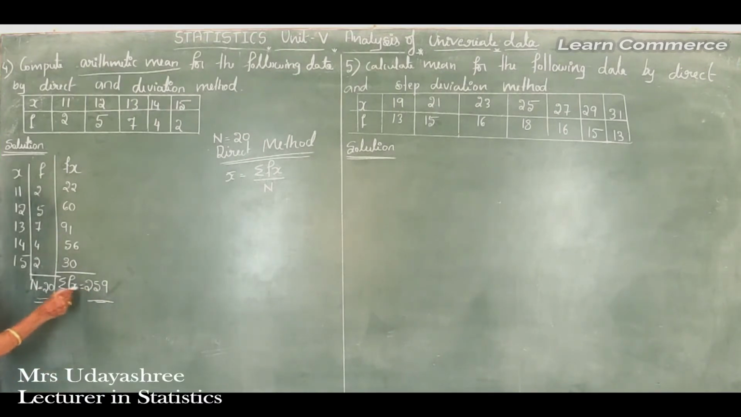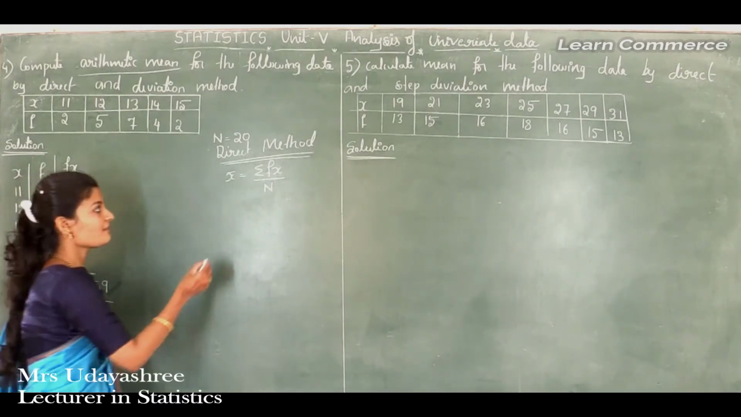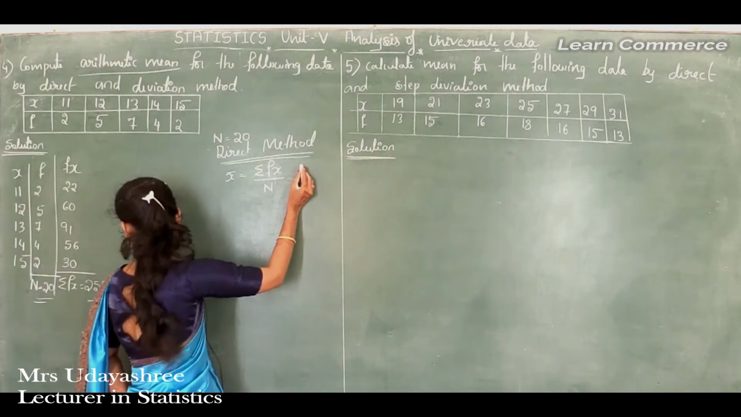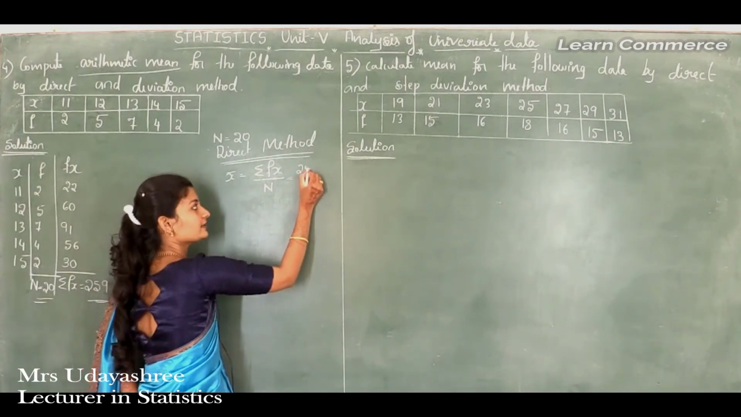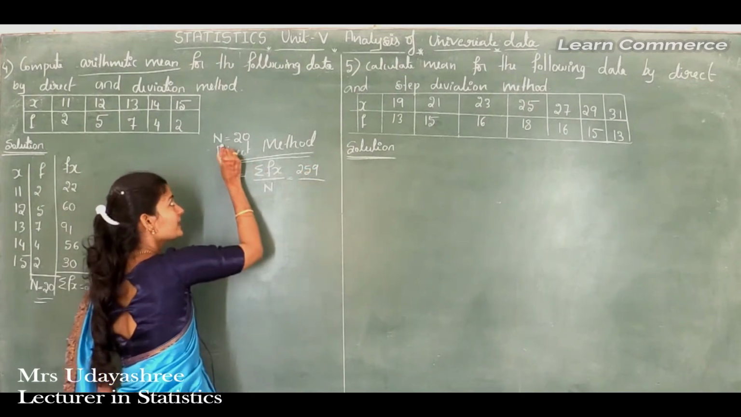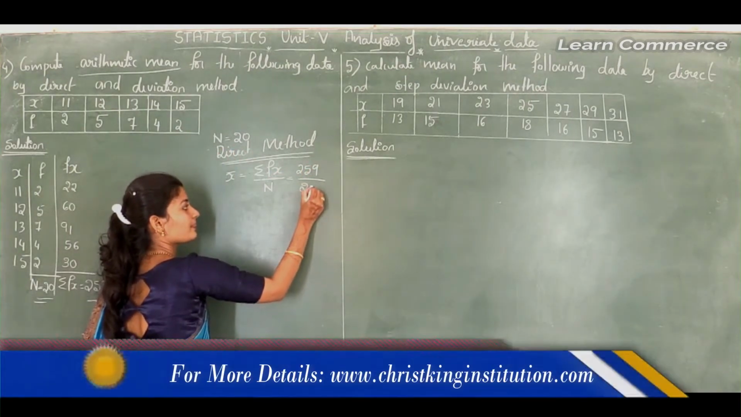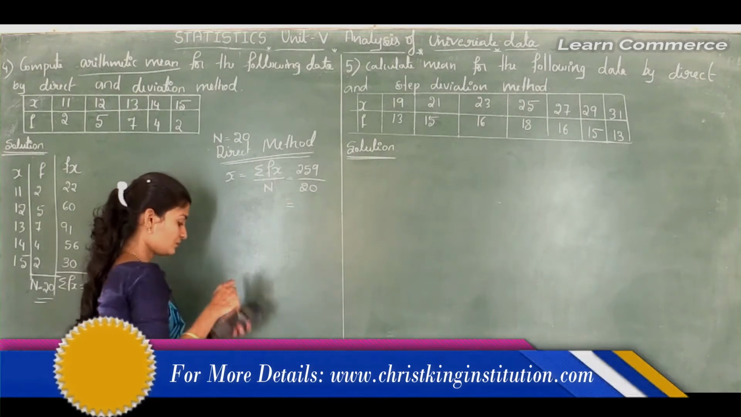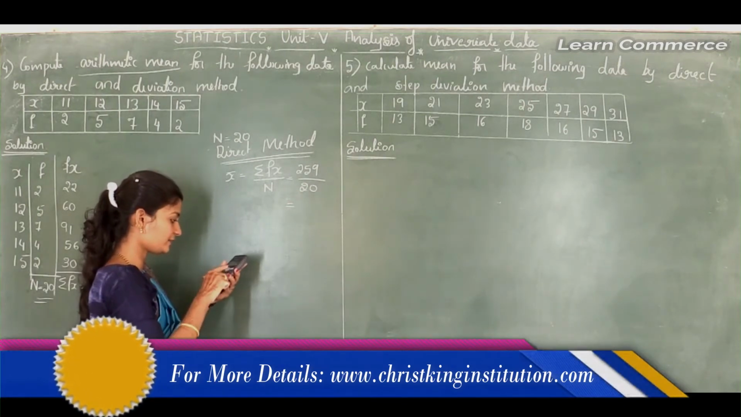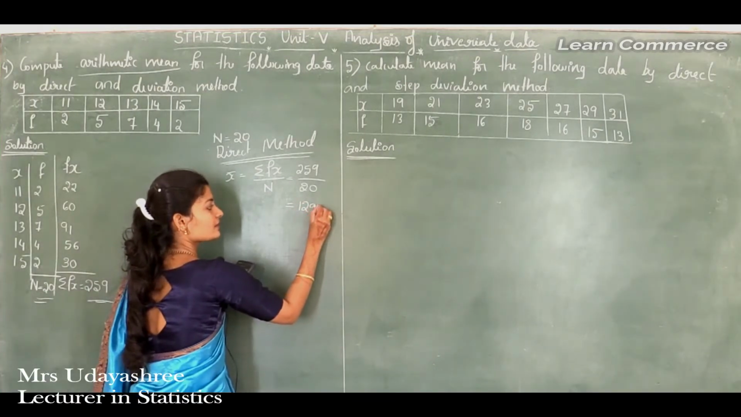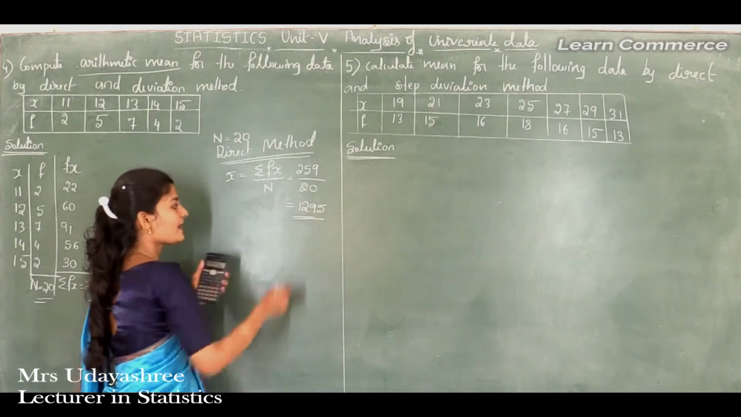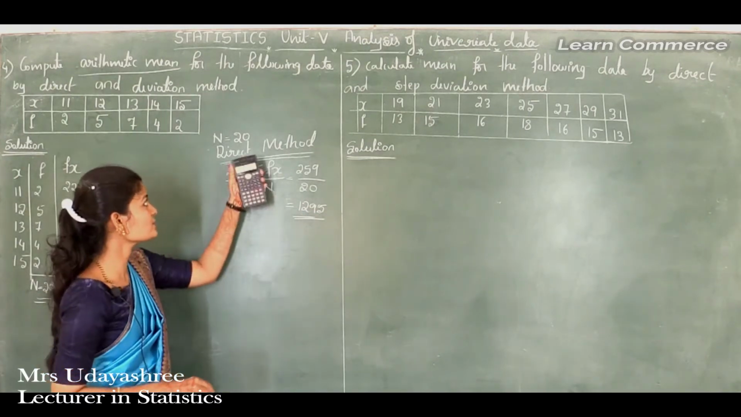Now I will substitute these two values in this formula. The sum of fx is 259 divided by capital letter N, which is 20. So 259 divided by 20 is 12.95. So here we got x bar is 12.95. Okay, this is all about the direct method.